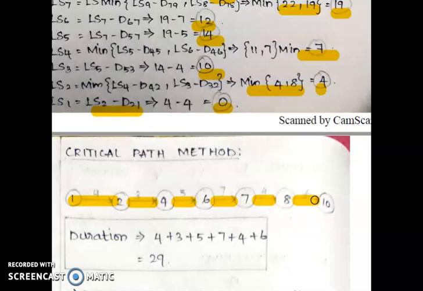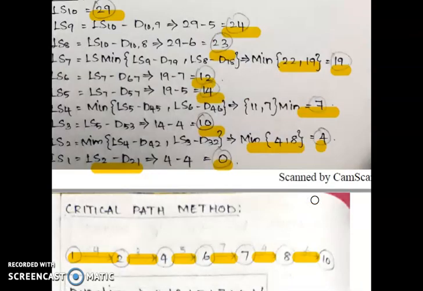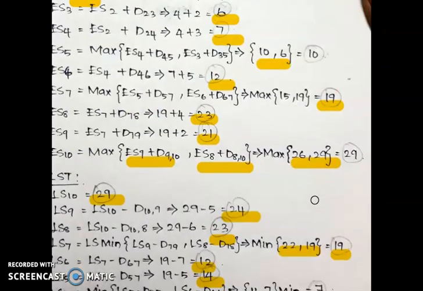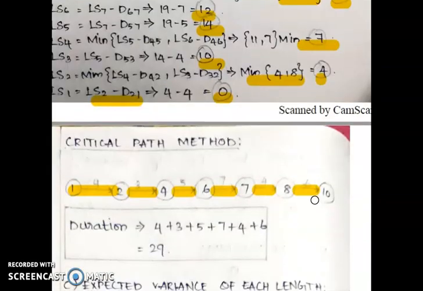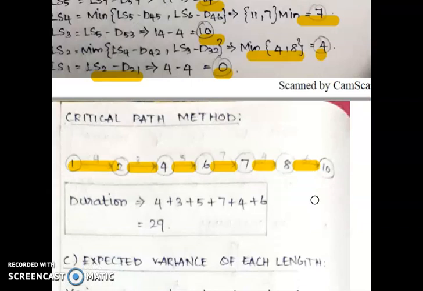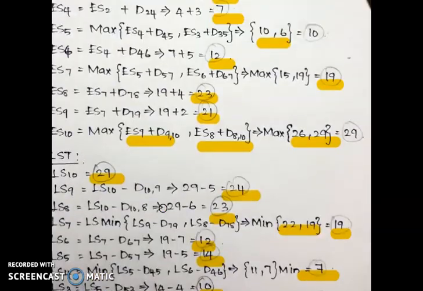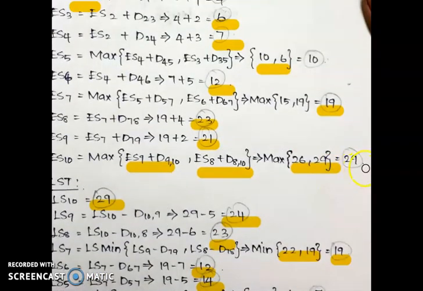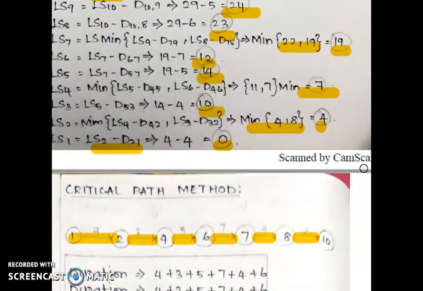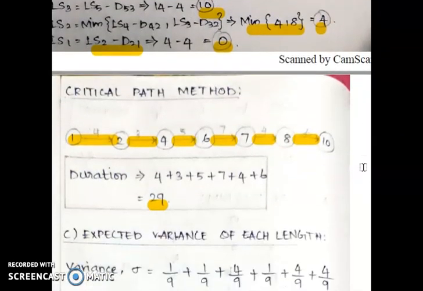For example, for 1 to 2, the value will be 4 plus 3 plus 5 plus 7 plus 4 plus 6. The total project duration is 29. We already found the EST value is also 29. To cross-check, this shows the program is going the correct way.